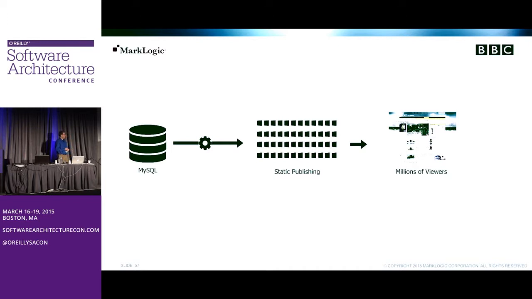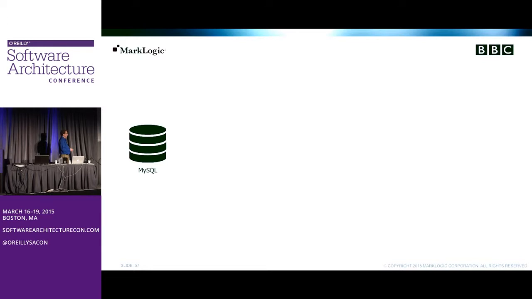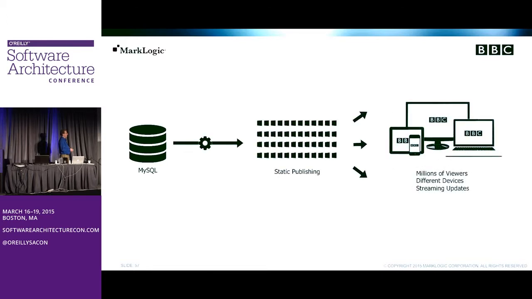So this is what they had started with. This is what they'd run with previously: a MySQL database, and they had a team of people who would build up static content stored in the database, and they'd serve that up. But they also knew that they needed to serve up to millions of visitors once the Olympics started, that people would be using different devices, and that these updates would need to be coming out very frequently. And the static publishing model was just not going to get them where they needed to be.